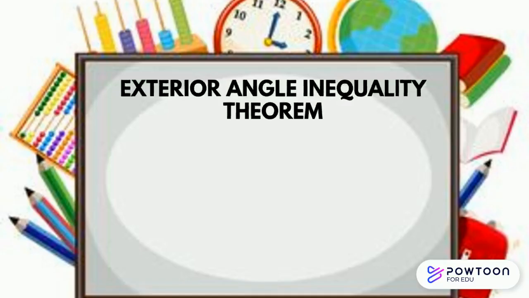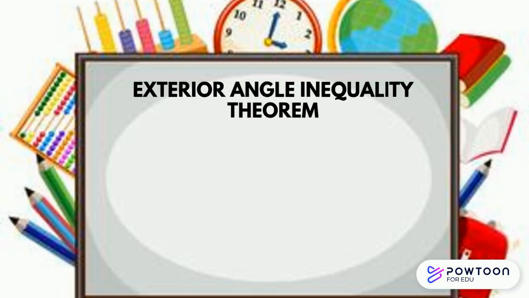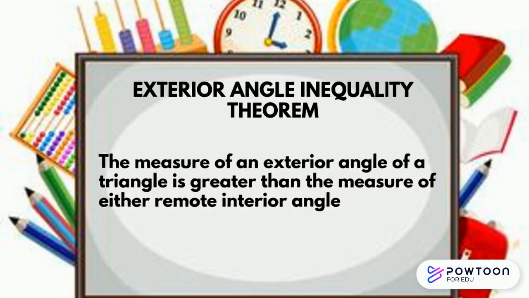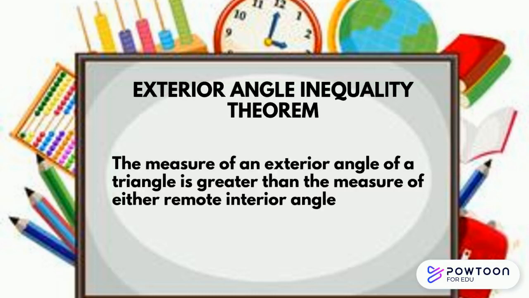Lastly, we have exterior angle inequality theorem, which says the measure of an exterior angle of a triangle is greater than the measure of either remote interior angle.